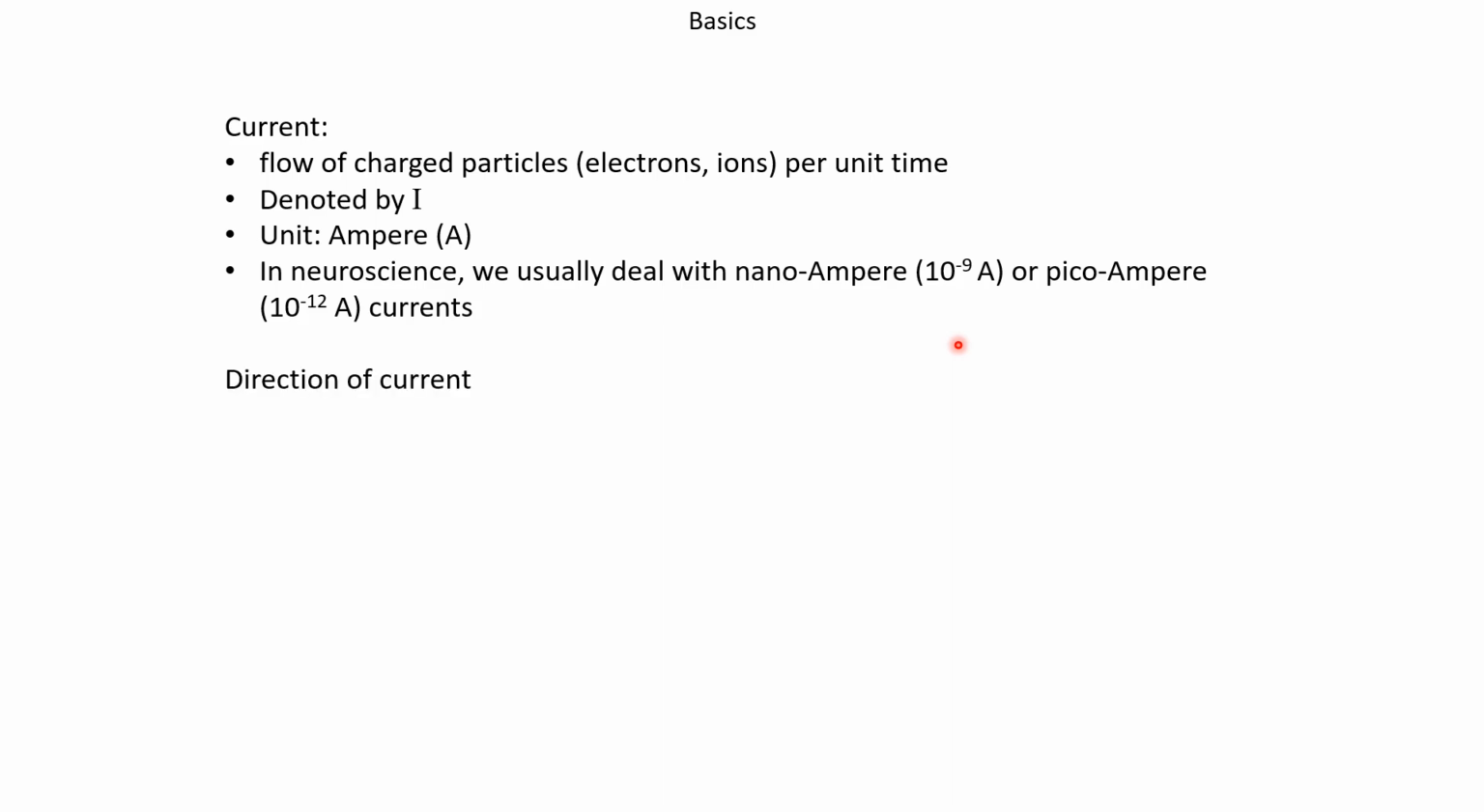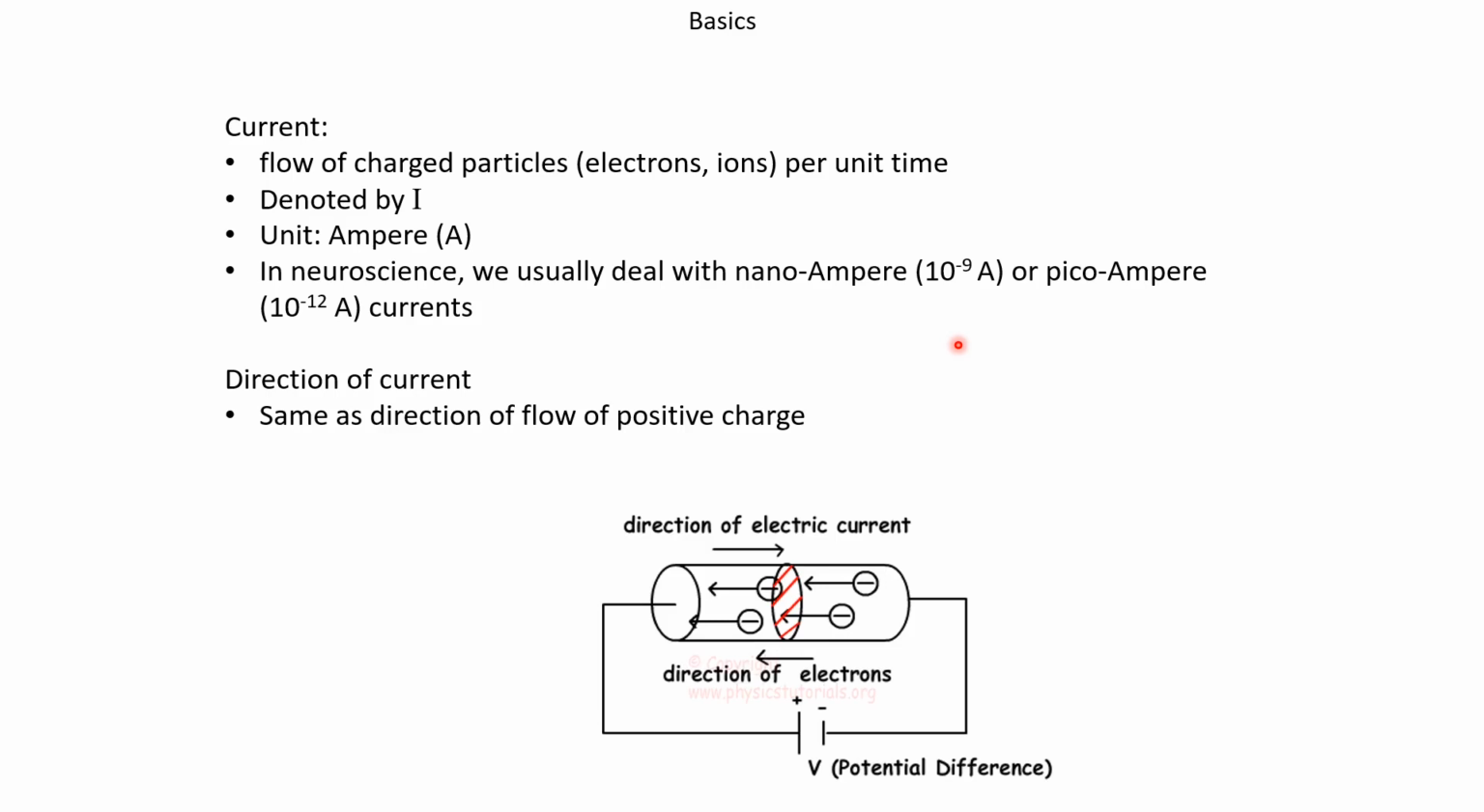The direction of current is defined by the direction in which positive charge is moving. If you have a situation where the charge is carried by positively charged ions, then their movement will tell in which direction the current is moving. But you may also have a situation where the charged particles are negatively charged, for example, in the case of electrons in an electrical circuit.